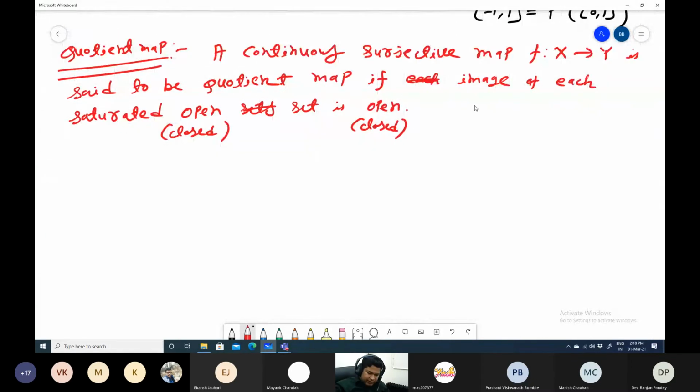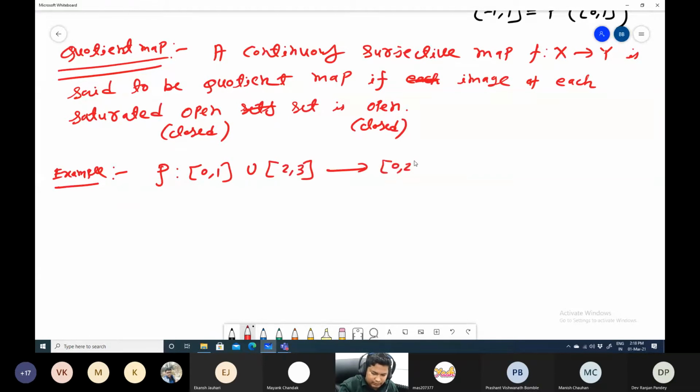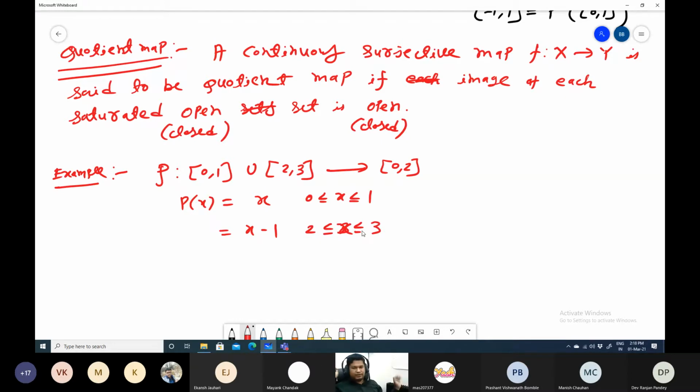Now we give another example. Now that is a good example. Say P from 0 1 union 2 3 to 0 2 defined by P(x) equal to x for 0 less than or equal to x less than or equal to 1, and equal to x minus 1 for 2 less than or equal to x less than or equal to 3.